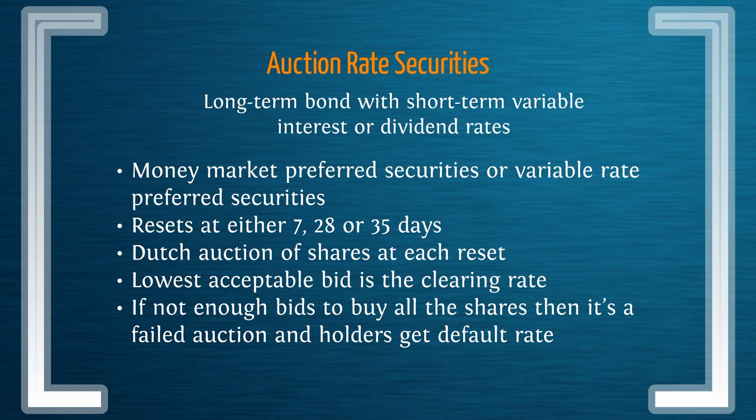There's something called auction rate securities, which are long-term bonds with short-term variable interest rates or dividend rates. These rates reset every 7, 28, or 35 days through a Dutch auction process at each of those time periods. The lowest acceptable bid at the clearing rate becomes the new interest rate for the period. And we can see this may be for a 10 or 20-year bond, and it's unusual in that it has these short-term rate resets. So it has the characteristics of a short-term bond as far as interest rate risk, but within a structure that's a long-term maturity.